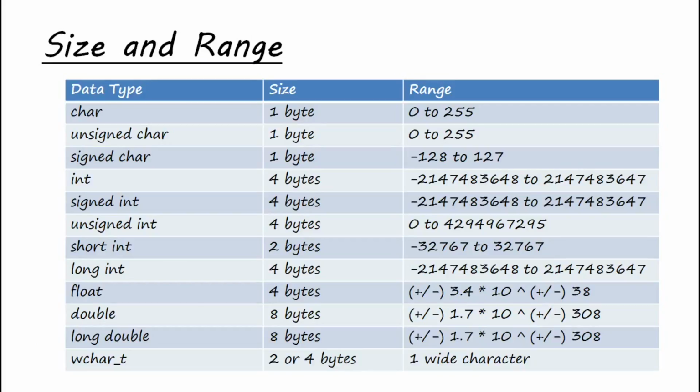Then here is a table of the size and ranges of various data types. Just look around it a little bit. You notice that if you see the signed and unsigned version of any data type, for example, character, their sizes are the same, 1 byte. The difference which arises is in their range. And if you look at long and short, for example, in integer, you will see a difference in their sizes and ranges also.